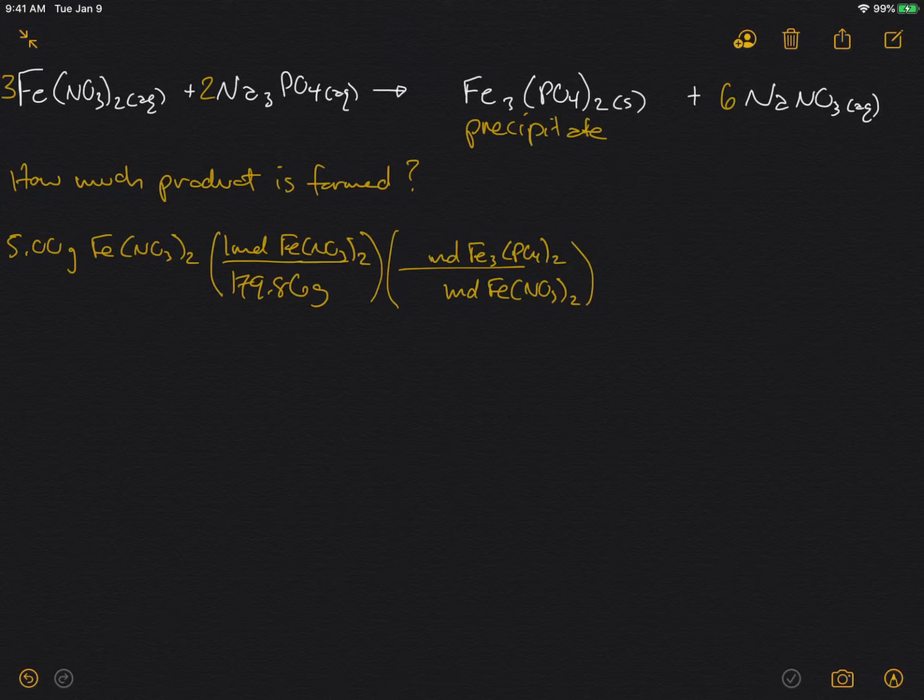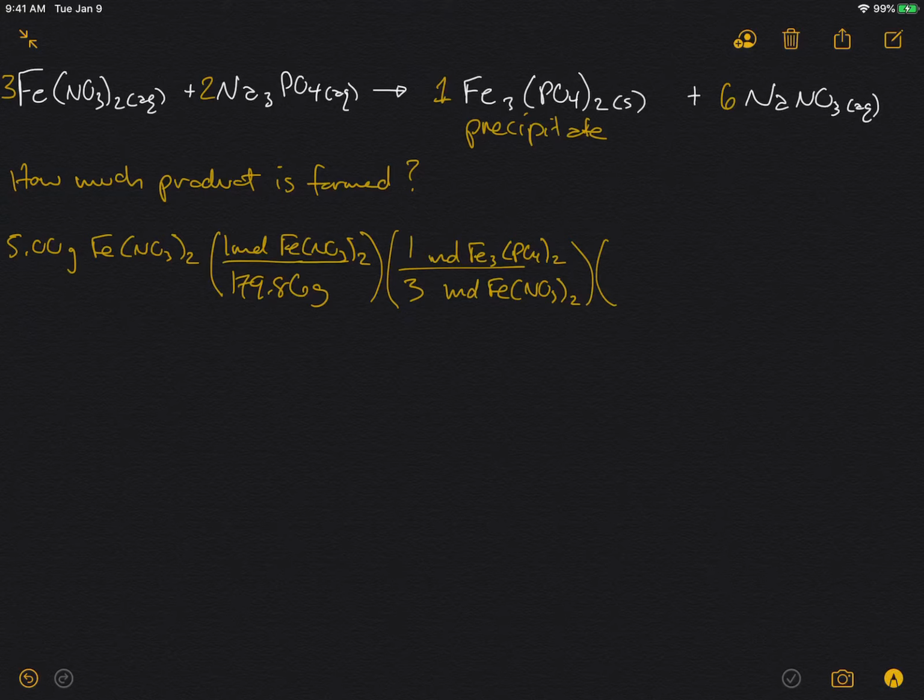And this is where we look to the balanced equation. So we look at the coefficients, the mole coefficients in front of each species in the balanced equation, and we put these into this mole-to-mole ratio. So we have a 3 in front of iron nitrate, so we have 3 moles of iron nitrate produces 1 mole. There's an invisible implied 1 in front of iron phosphate. So we have 1 mole of iron phosphate formed from 3 moles of iron nitrate.